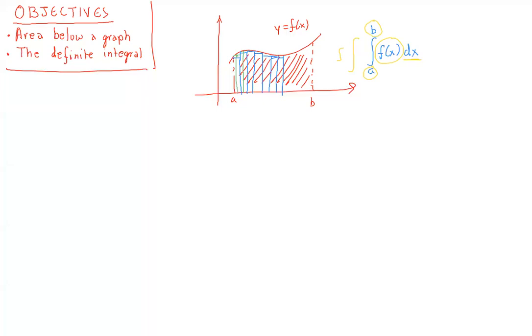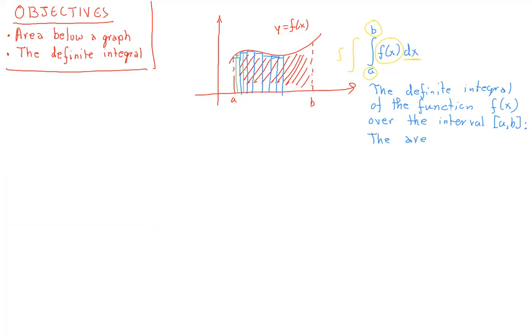So this is called the definite integral of the function f of x over the interval AB. And let's say what this is. This is the area of the region between the graph of f of x and the x-axis from A to B.